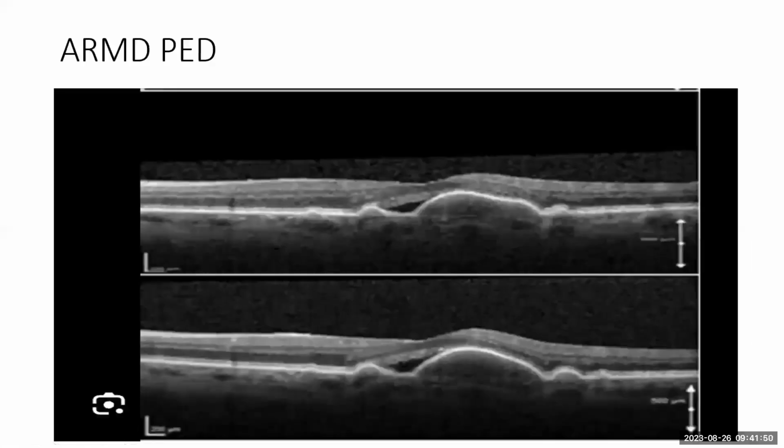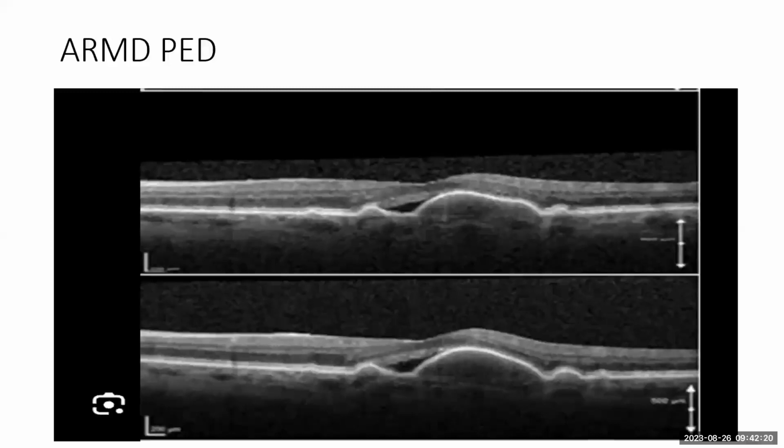So this is a 56-year-old female presenting with reduction in vision of about 2 years duration. Not a known diabetic, not a known hypertensive. She's Caucasian and she's a smoker and has been smoking since she was 18 years old.